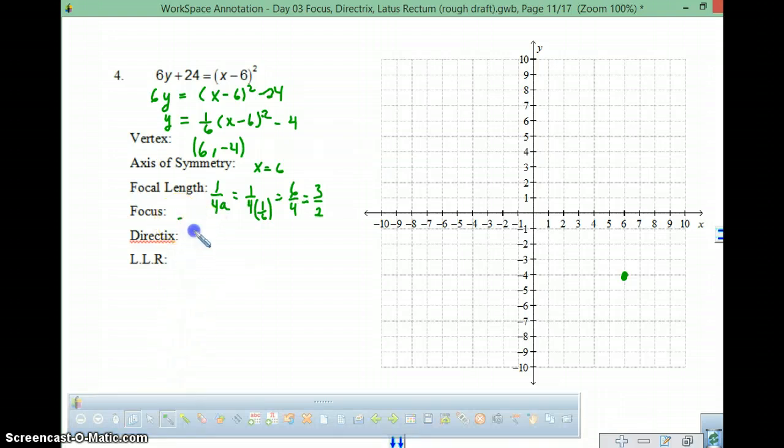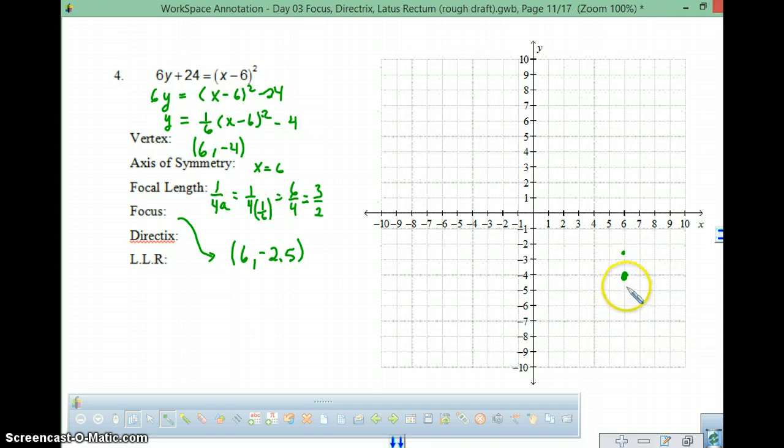All right, the focus here becomes, let's see, well, the x-coordinate stays the same. The vertex is at -4, and the focal length is 3/2. This one's opening up, so we're going to end up with -4 plus 3/2, which is -2.5. Okay, just leave it as a fraction, or leave it as a decimal. So let's put in the focus here. It's going to be 6, -2.5 is right there. That's my focus.